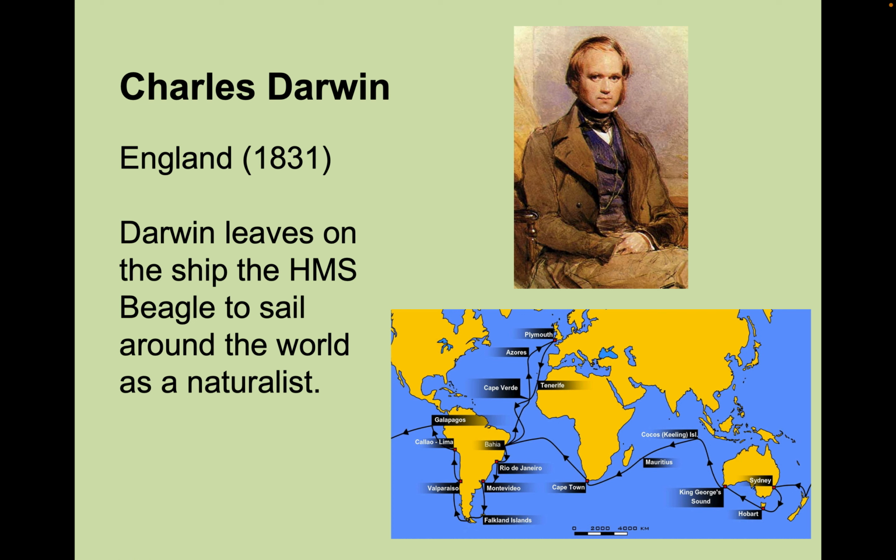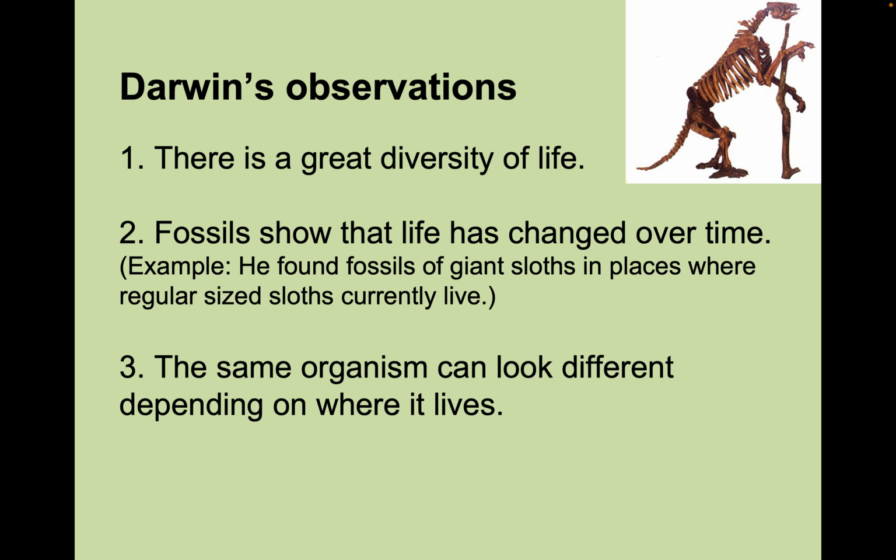But every place they went, he wrote down and drew pictures of and took samples of all the different animals and plants and everything that he saw. So here's some things that he saw. This is also not on your notes. We're getting to that. This is all the things he saw. First of all, there's a lot of different living things in the world. I mean, just look at Africa. There's so many different living things.